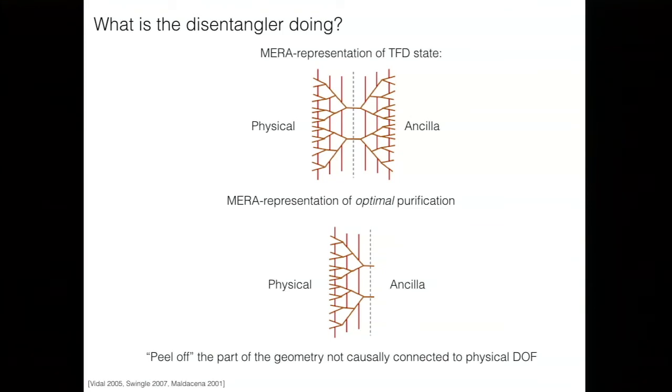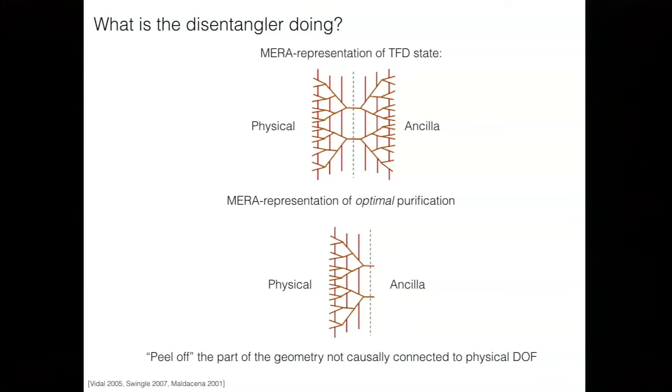What should the optimized purification look like? Well, roughly speaking, we're allowing ourselves to act with any unitary on the ancilla. The MERA network itself is a unitary. Well, at least it's an isometry. So it means a just as valid purification here would be to just throw away all the tensors corresponding to the ancilla and just get the MERA truncated at some point.